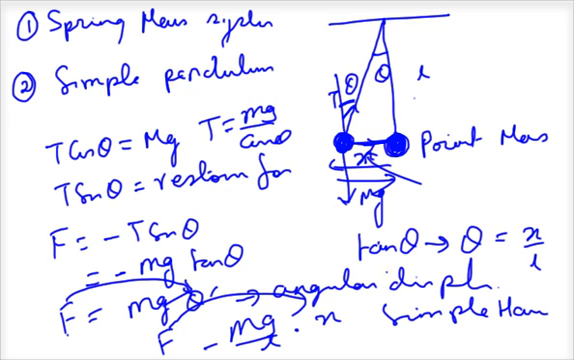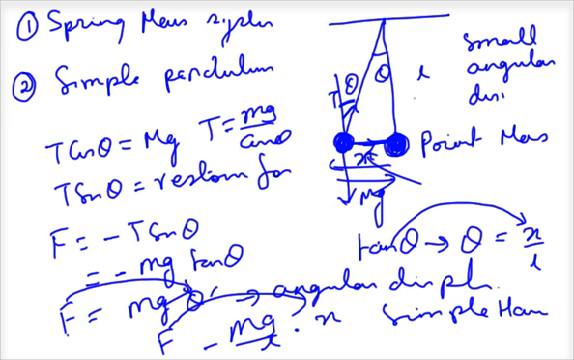When is it simple harmonic? Only when tan theta is equal to x by L. When is tan theta equal to x by L? Only for small angular displacements. So for small angular displacements, the motion of a simple pendulum is simple harmonic, and I can say that ma is equal to minus mg by L into x.